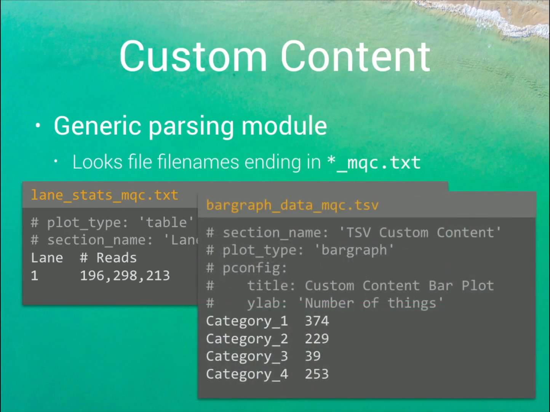It doesn't have to be a table. You can do bar graphs and line graphs, any type of plot that you can do in MultiQC, heat map if you want to. And this file shows a bar graph. We've got a little bit extra configuration here, configuring the plot title and the y-axis label. Pretty much everything you can configure in a MultiQC module can be put into these files, so you can add as much or as little configuration as you like.